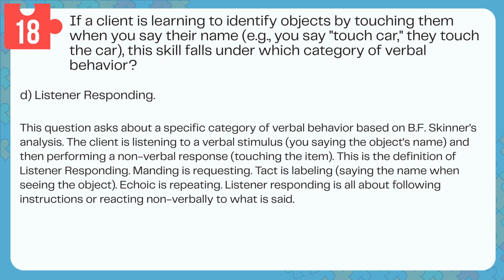Manding is requesting. Tact is labeling, saying the name when seeing the object. Echoic is repeating. Listener responding is all about following instructions or reacting non-verbally to what is said.